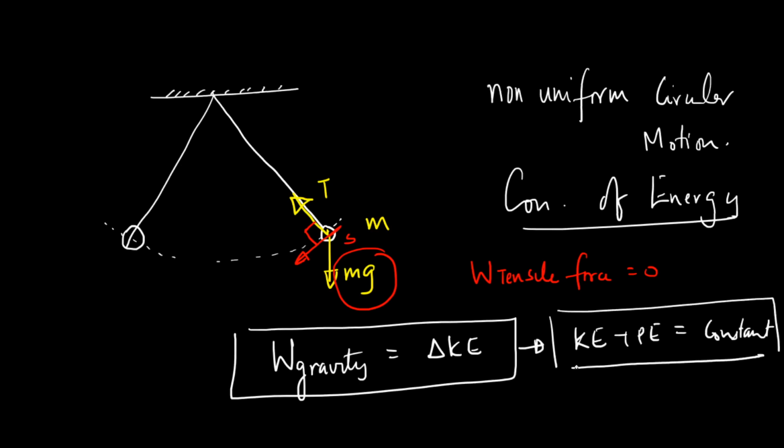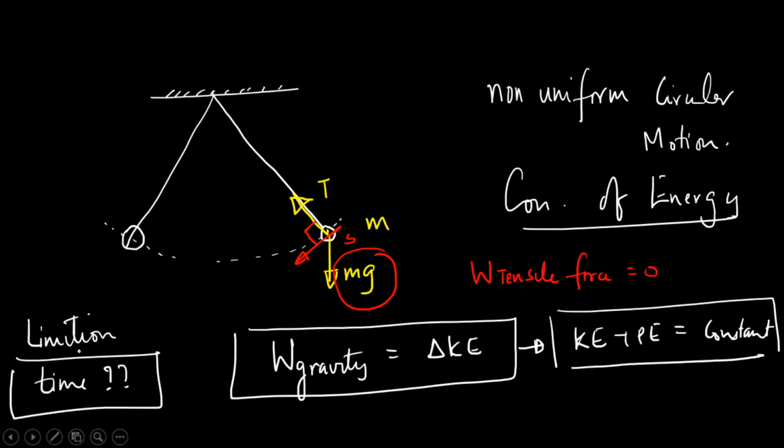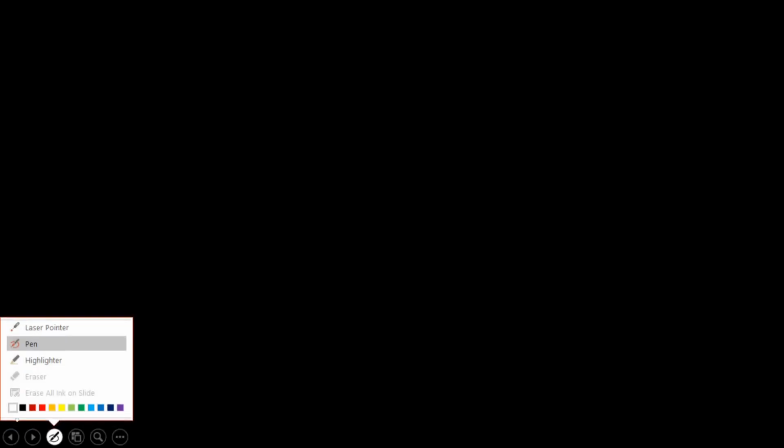Okay, but having said all this, we know the limitation of this whole approach, and that is that we don't have an idea of the time. So is it possible to also make predictions about every instant of time? Of course yes, and we know how it's done. The way it's done is we use Newton's laws.